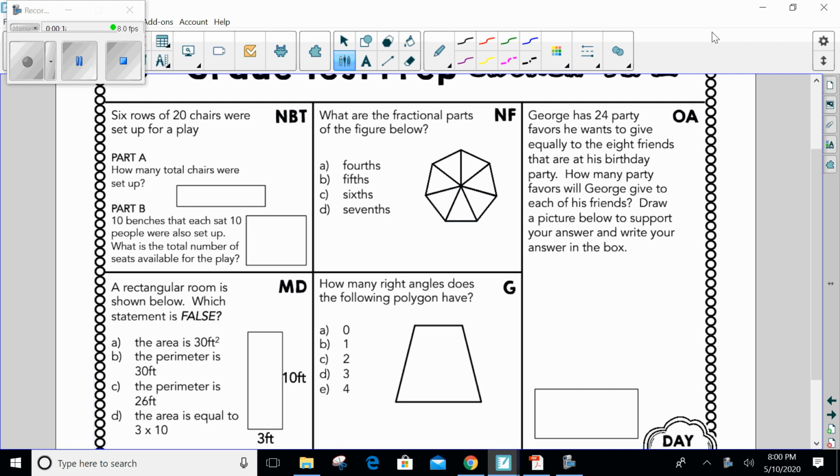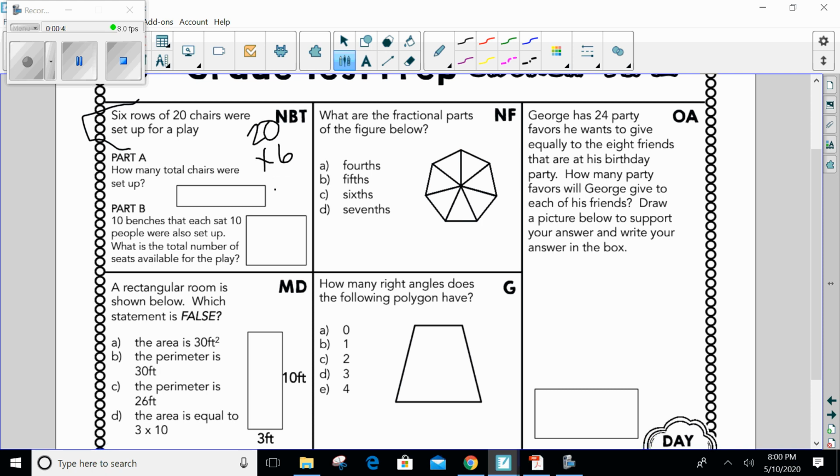Okay, now look at this problem. We have 6 rows. That's the same as saying 6 groups, 6 piles. So you're talking about 6 rows of 20. It's a row of 20, 20, 20, 20, 20, and 20. There's 6 rows of 20. So we can do 6 times 20.